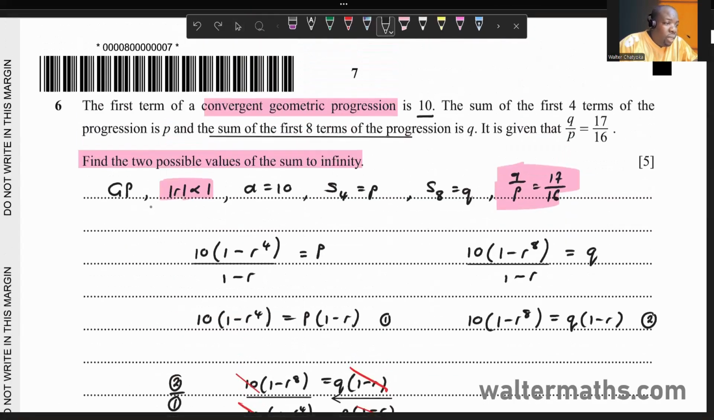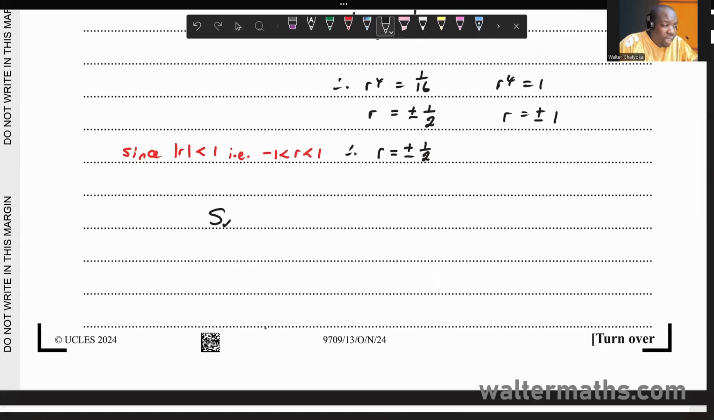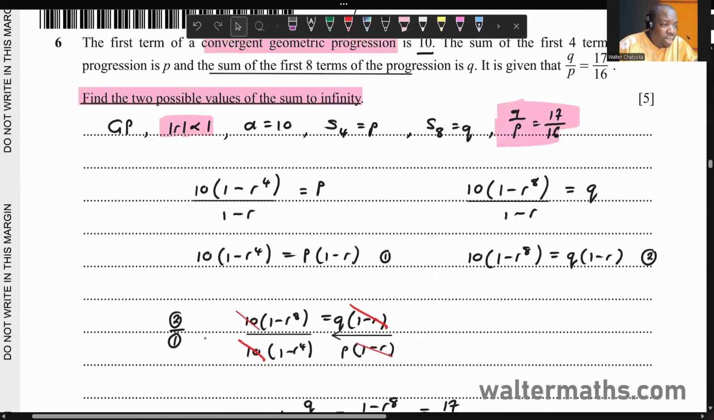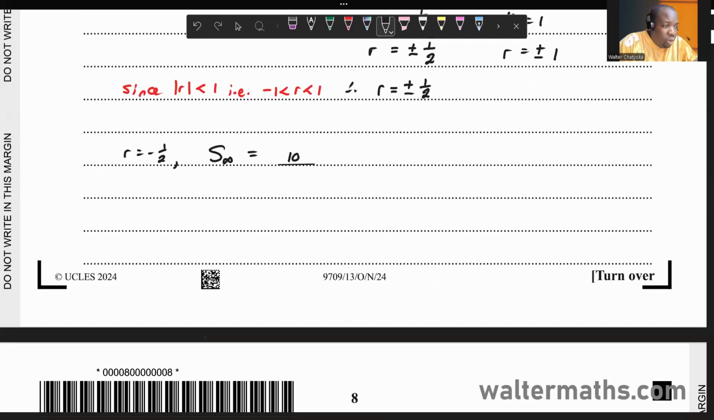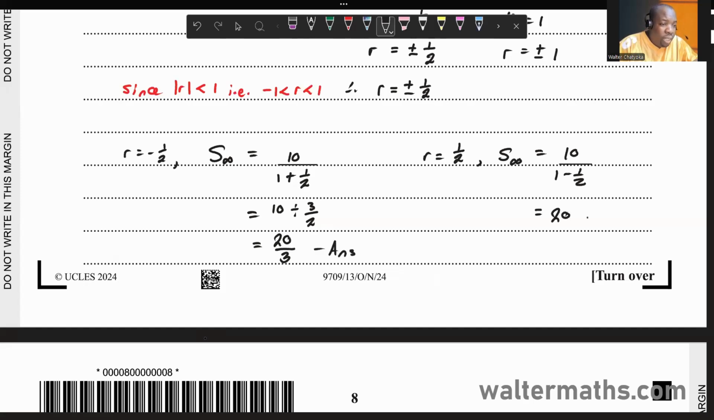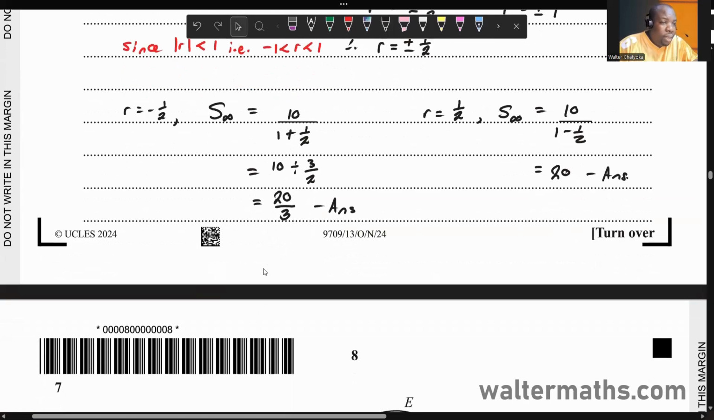Now the question says we should find the two possible values of the sum to infinity. All right, so for sum to infinity, we'll start when r is equal to minus of a half. The sum to infinity will be a. A was 10, right? A is 10. And that's over 1 minus of a half. So it's 10 divided by 3 over 2, and that's basically 20 over 3. All right. And when r has a value of a half, the sum to infinity will be 10 over 1 minus a half, which would give us 20. So these are the two possible values of the sum to infinity. And that's how we do it. Let's move on to the next one.